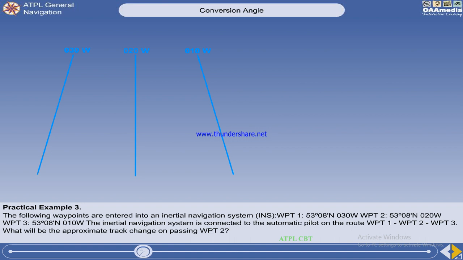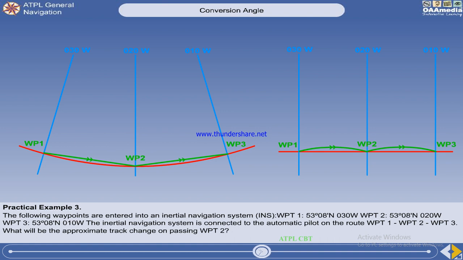Firstly, let's envisage the situation. We have 3 meridians at 10-degree intervals. The 3 waypoints are all at latitude 53:08 north, which, as a parallel of latitude, forms a rumline. However, you should remember from your instrument studies that INS steers the aircraft on a great circle track. It takes the aircraft from waypoint 1 to waypoint 2, and then from waypoint 2 to waypoint 3. This produces a significant track change at waypoint 2. It might be easier to see it in this diagram.